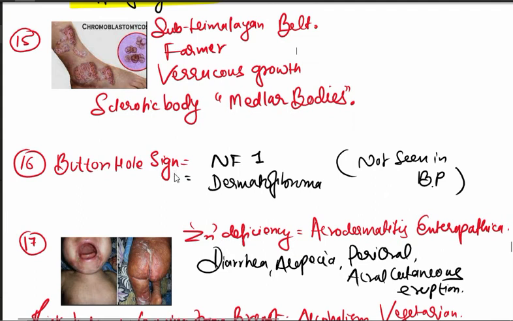Next one. So this is chromoblastomycosis. It is seen in farmers of the sub-Himalayan belt region. It is a verrucous growth, and here the sclerotic bodies or medlar bodies are seen.